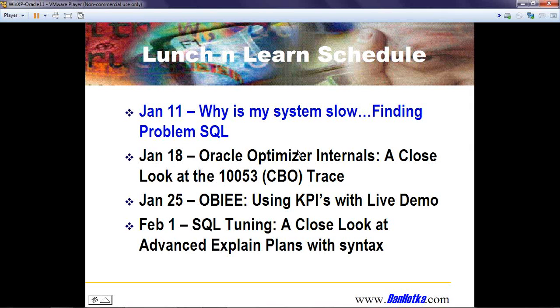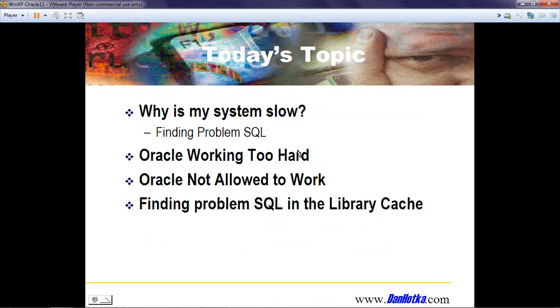Next week we're going to take a close look at the cost-based optimizer trace. That's a pretty cool presentation. I spend quite a bit of time on how the optimizer works and show you exactly what I'm talking about in this cost-based optimizer trace. I am going to write a little program that will run this trace for you as well. February 1st will then be an OBI presentation using KPIs with a live demo. And then February 8th will be another SQL tuning, a close look at the advanced explain plan syntax. Hope you find these of interest.